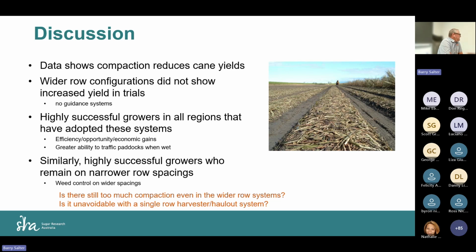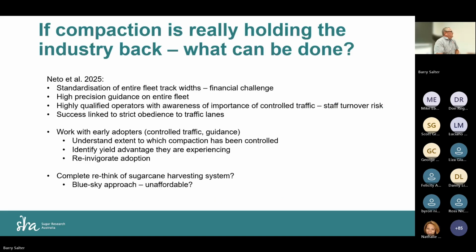Is it actually unavoidable with a single row harvester or haul-out system? Even where we have adopted some of these systems, perhaps there's still significant compaction in the system that's causing us problems. And if it is causing us problems, what can we actually do about this?